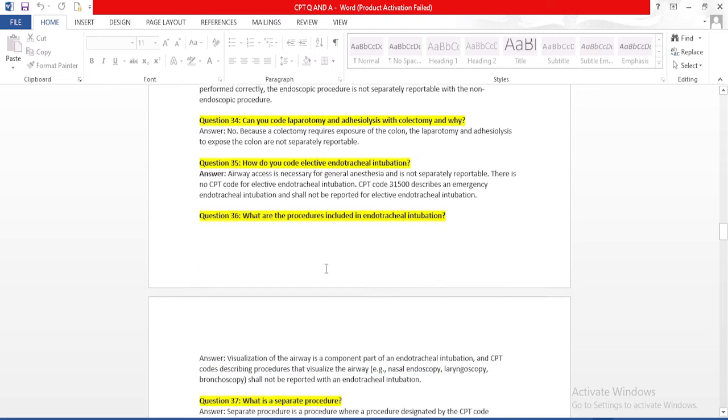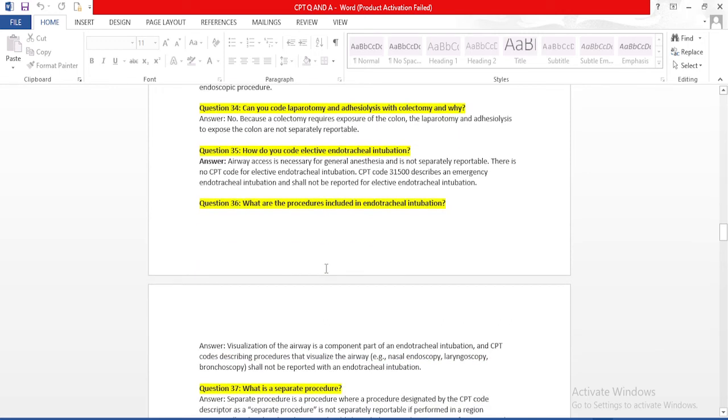Next one, can you code laparotomy and adhesiolysis with colectomy and why? We can't code laparotomy and adhesiolysis with colectomy. No, because a colectomy requires exposure of the colon, the laparotomy and adhesiolysis to expose the colon are not separately reportable.